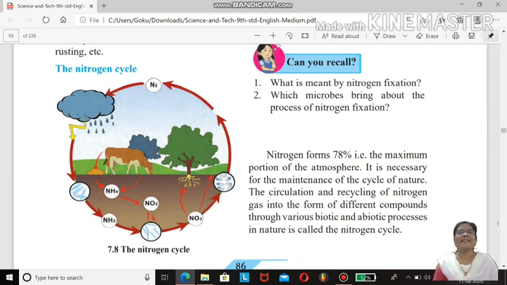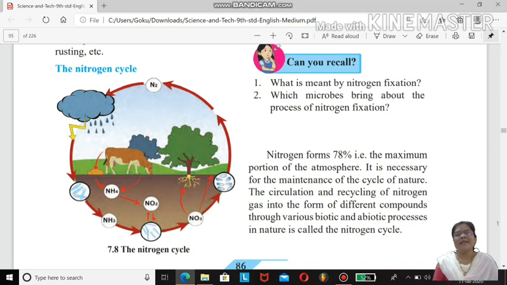Students, the next biogeochemical cycle is the nitrogen cycle. Do you understand the carbon cycle and oxygen cycle? Yes. The nitrogen cycle is there.